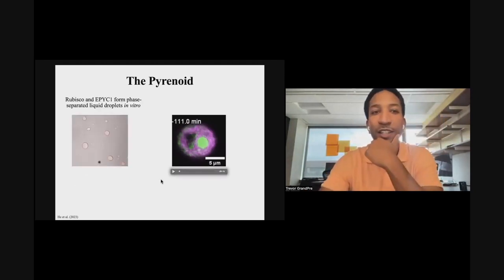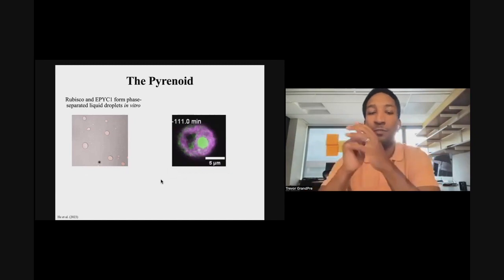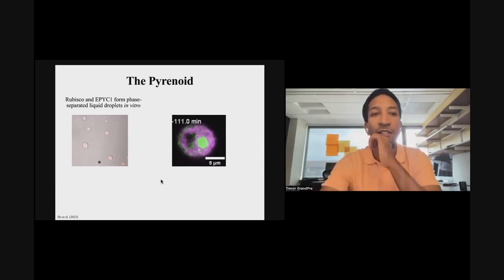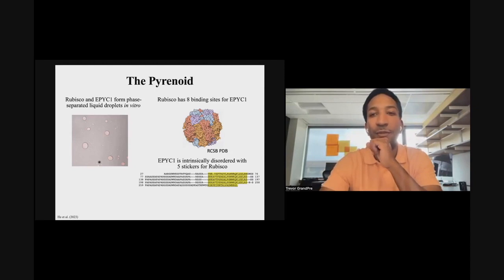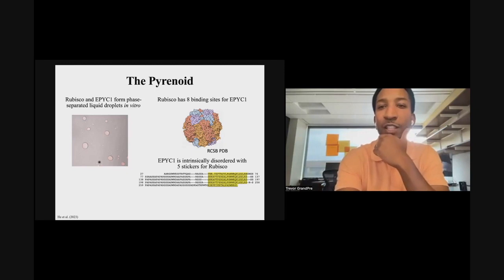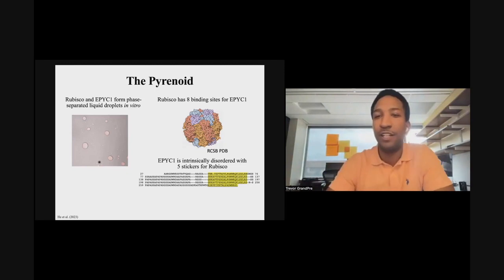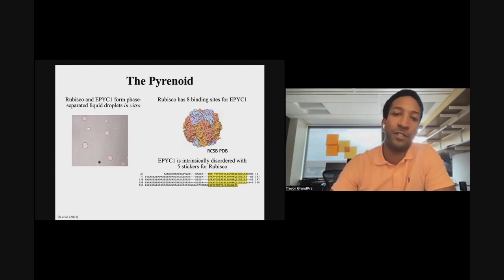But also, you can reconstitute the pyrenoid and see phase separation in vitro, which has 2 main components. One is Rubisco. Rubisco is a rigid enzyme shown on the top here, and it has 8 binding sites or stickers for EPYC1, shown on the top in the blue and purple, and on the bottom. You may have heard of Rubisco. It's actually the most abundant enzyme on Earth. Like 97% of organisms that do photosynthesis have Rubisco.